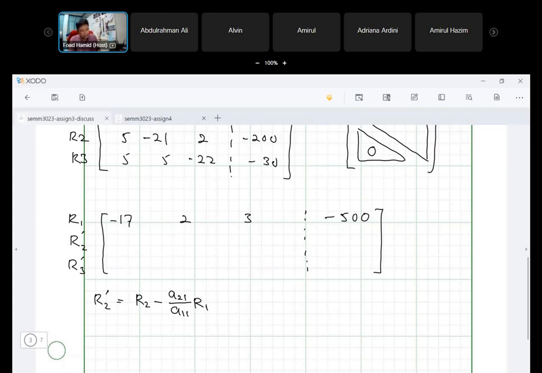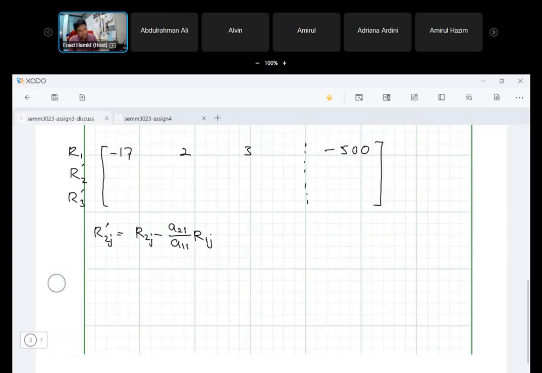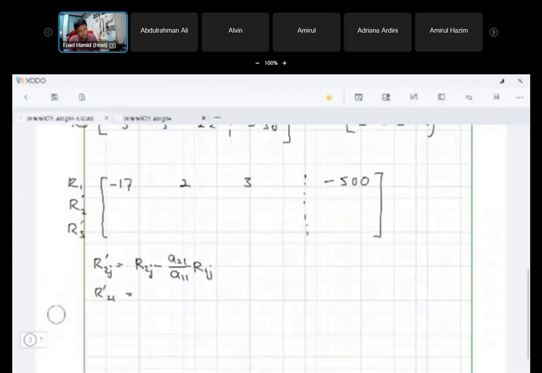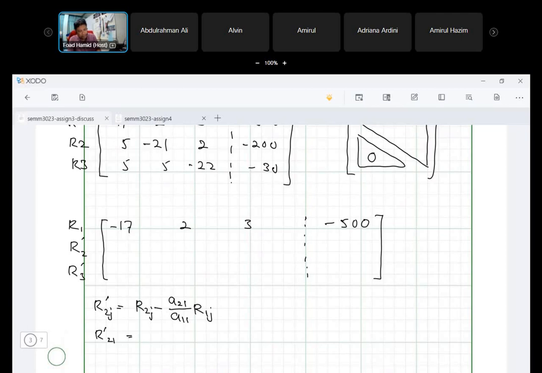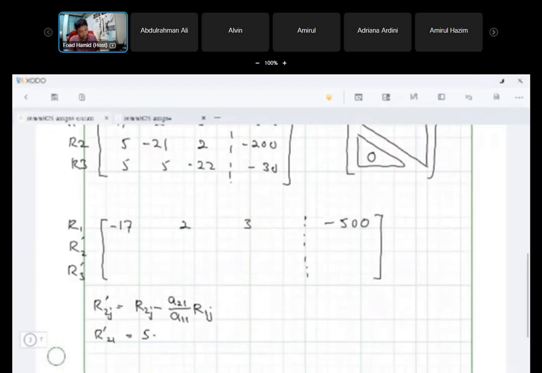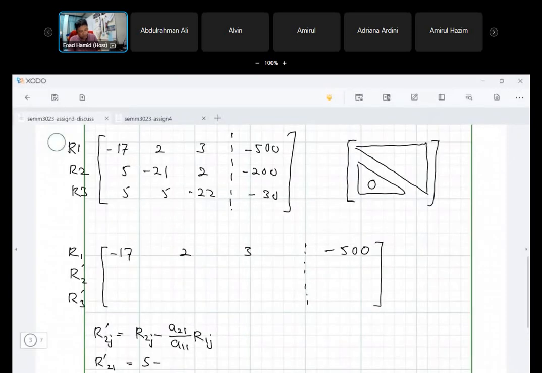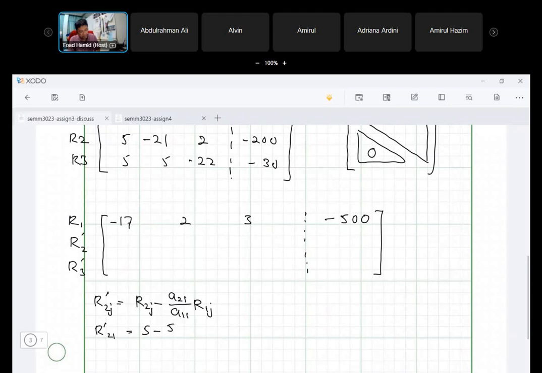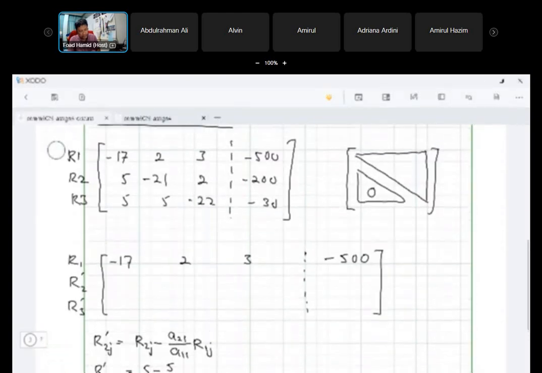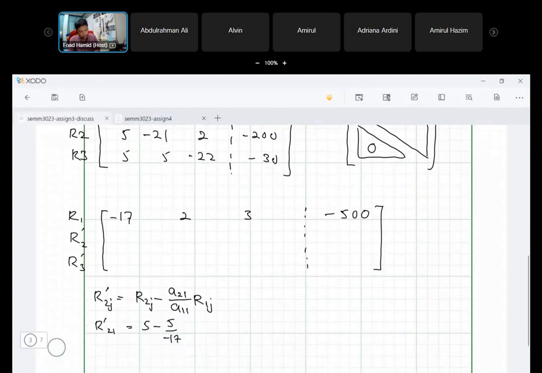So that's the basic formulation for Gauss elimination. Because we have 3 rows and 3 columns, this J is the column. So that's the formula. In this case, R2J, which is 5, minus A21, which is 5, over A11, which is minus 17, times R1J, which is this one, minus 17.